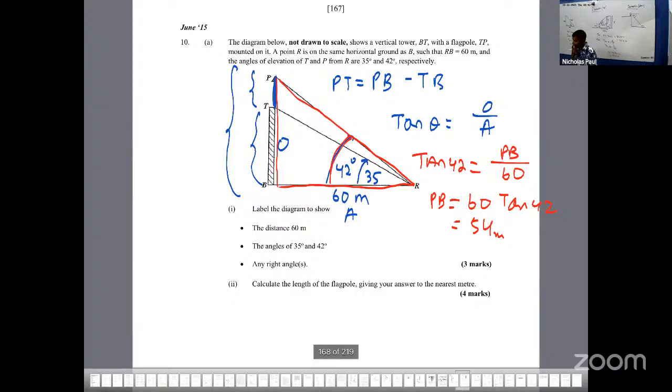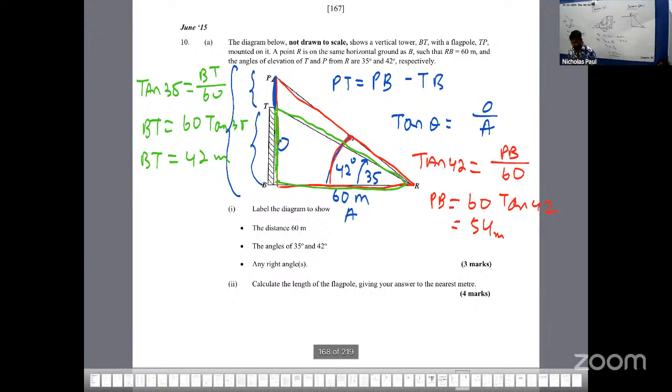Now we're going again and use the smaller triangle. The smaller triangle is here. So that would be tan 35 is equal to BT over 60. So therefore, BT is equal to 60 times tan 35. How much is that? 42 meters.